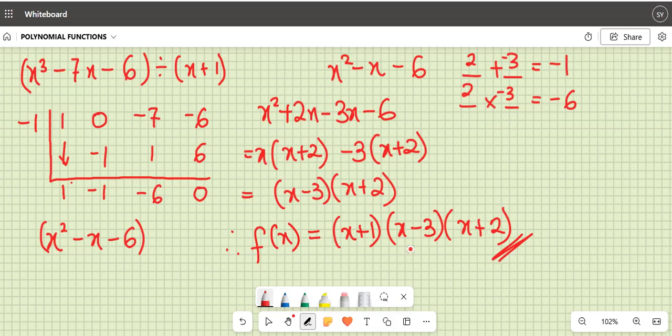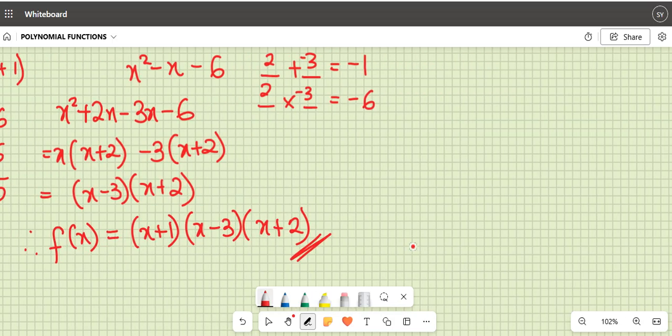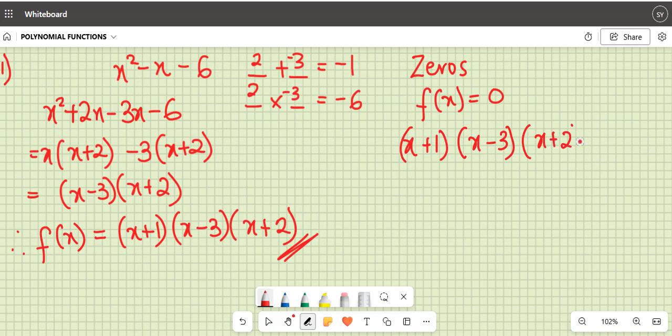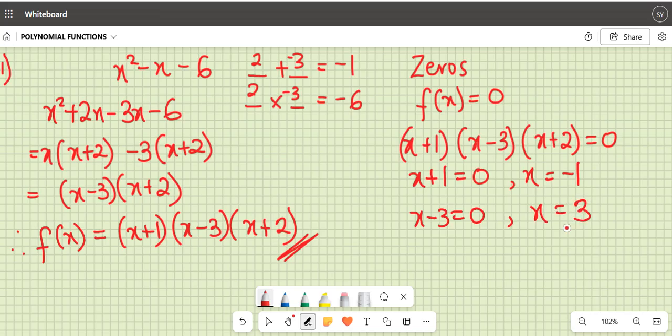That is complete factorization. Now the second part of the question said, hence, find the zeros. Simply equate f of x to 0. Since we have factorized it completely, we are going to have x plus 1, x minus 3, x plus 2 all equal to 0. So if x plus 1 is equal to 0, what will x be? Negative 1. If x minus 3 is equal to 0, what will x be? Positive 3. And if x plus 2 is equal to 0, what will x be?